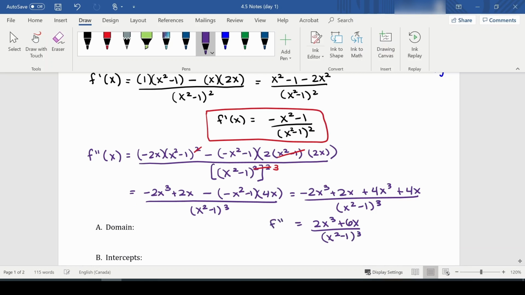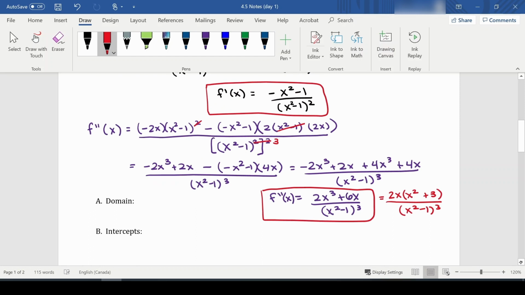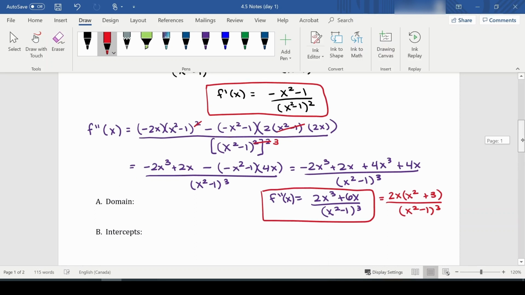Now again, if you want, you can factor a 2x out of the top. So you can say this is 2x times x squared plus 3 all over x squared minus 1 cubed if you'd like. So we're going to need these later to find increase, decrease, concavity, max, mins, and points of inflection. If I went too fast there, feel free to pause, scroll back, and replay.